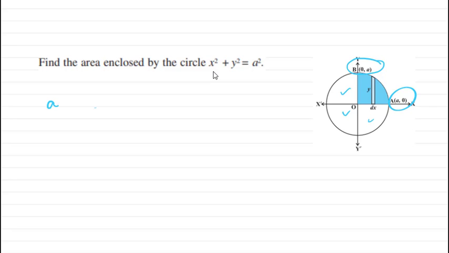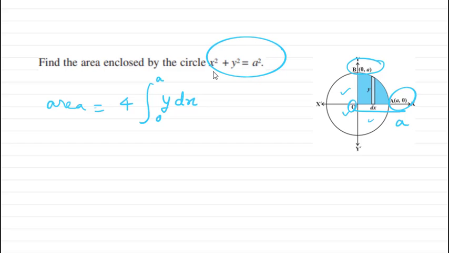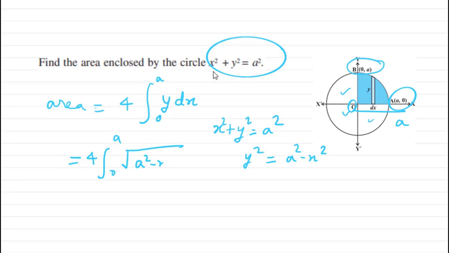So here we can write area is equal to 4 times, here you can see it is y dx, and the limits will be from 0 to a. Now from where will we get this y? We will get this y from this equation. As you can see, the equation is x square plus y square equals a square. So from here you will get y square equals a square minus x square. Then you can take the root. So your area will be 4 times integral 0 to a root of a square minus x square dx.